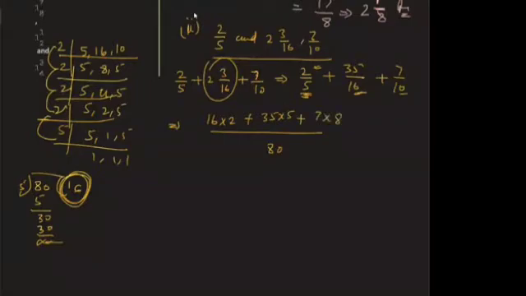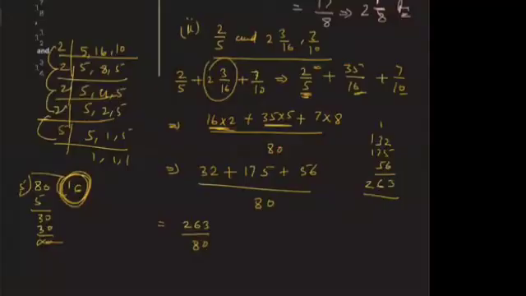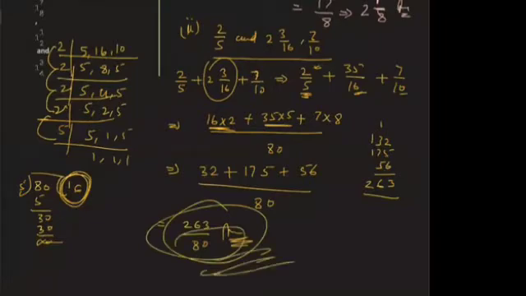Fine. So now 16 twos are 32 plus 35 5s are, 5 5s are 25, 2 carry, 5 3s are 15 plus 2, 17, plus 7 8s are 56, upon 80. Now add all the numbers and tell me the answer. What is the answer? So your answer is 263 upon 80, or you can change this fraction into a mixed fraction also, but this answer is also correct. I hope it is clear to everyone.